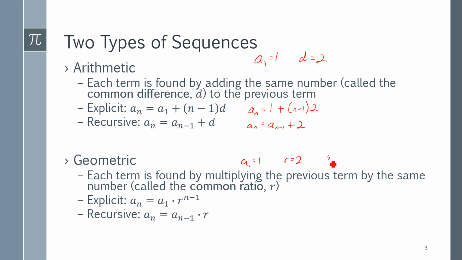So I'd have a sequence of 1, 2, 4, 8, 16, 32, etc. Explicitly, we take the first term times our common ratio raised to the n minus first power. So a sub n would equal my first term, 1, times my common ratio of 2 raised to the n minus first. Recursively, to find the nth term, I take the previous term times the common ratio.